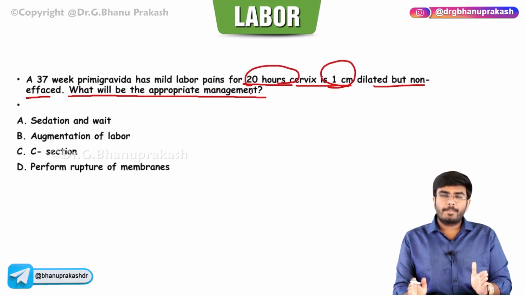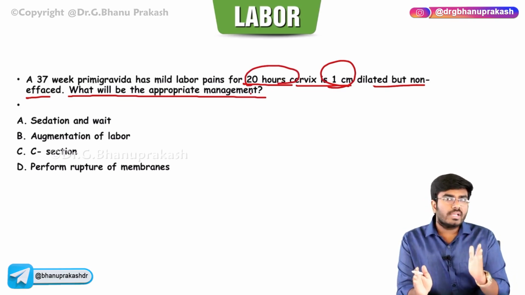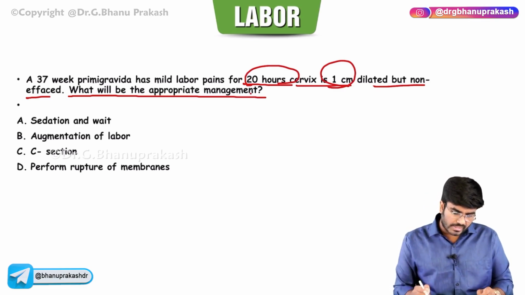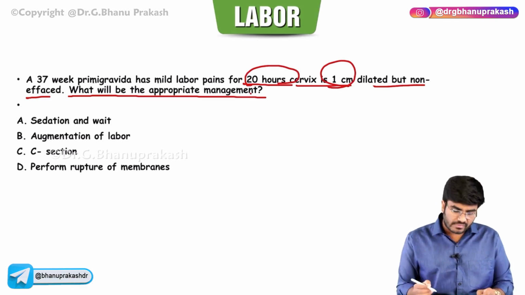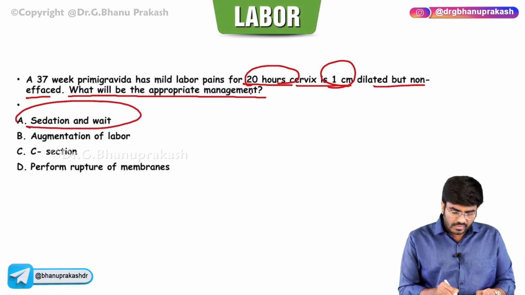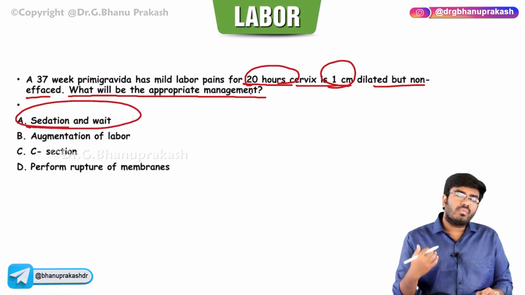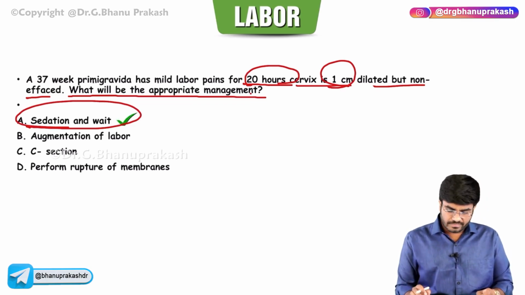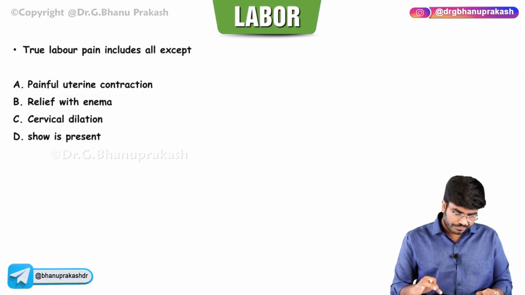So nullipara in latent phase for more than 20 hours should be considered as a prolonged latent phase. And what is the management of prolonged latent phase, guys? It's morphine and rest. So sedation with morphine and wait. Okay, this is the option.